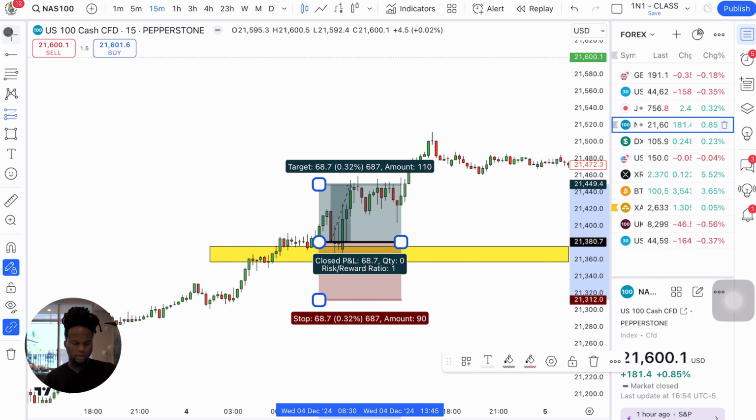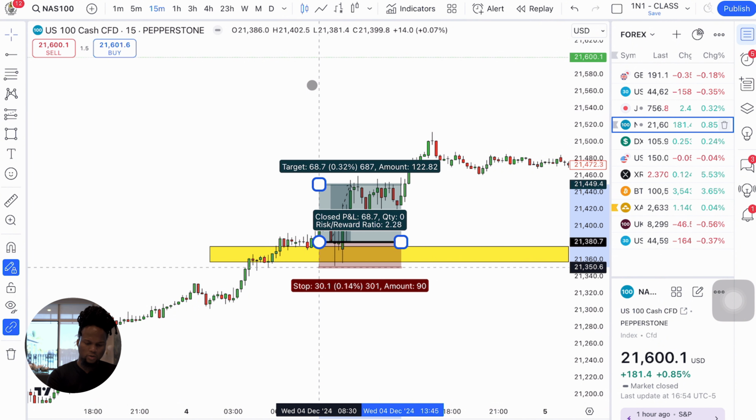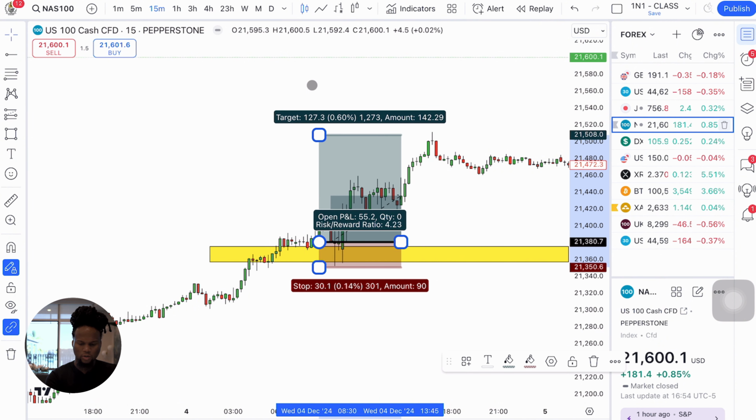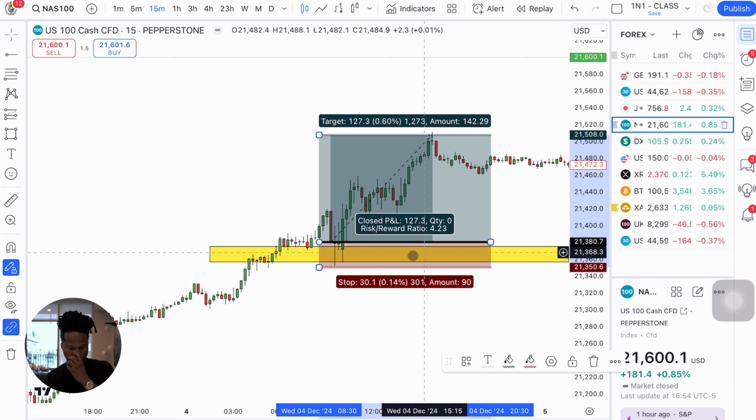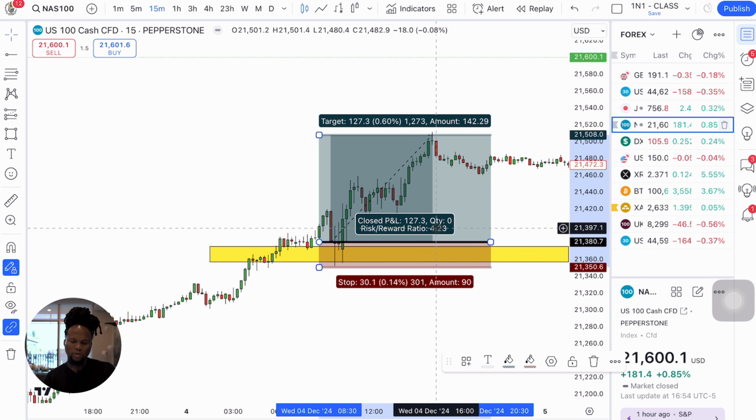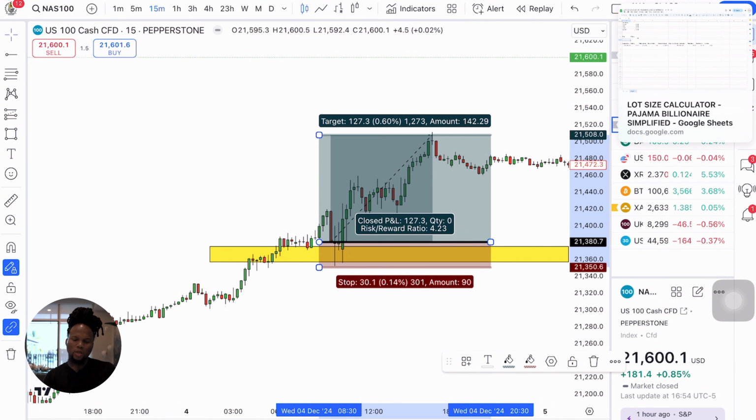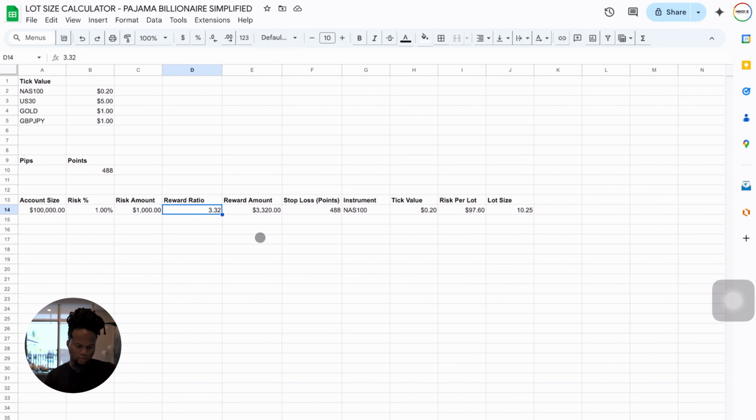so if I select buy here, stop loss below the zone, goes up 4.23, right? So this is 301 points, 4.23 reward ratio. And then it's going to be 301 points, right? So you realize I'm at 16 lots on this, right? So your lot size should be based on the risk amount that you're risking, right?